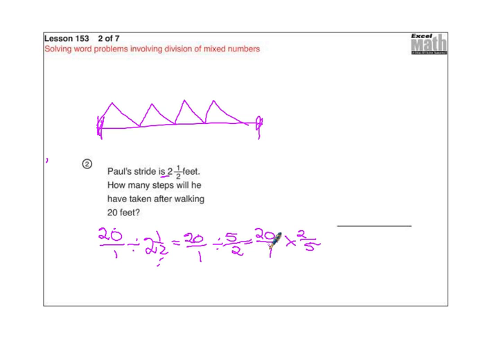Okay, can I reduce any of this? The 2 and the 20, can I reduce them? No, because those are not diagonally from each other, right? How about the 20 and the 5? Yes. 20 becomes 4, 5 becomes 1. What's the answer? 8. 8 ones or 8? 8 what? Steps. How many steps? Not feet. Feet would be the wrong answer. How many steps will he have taken after walking 20 feet? It's going to take 8 steps, not 8 feet.